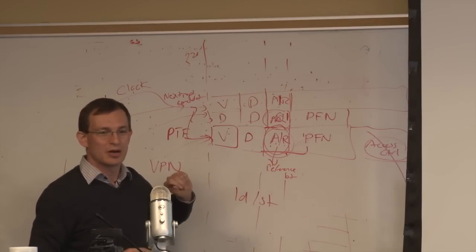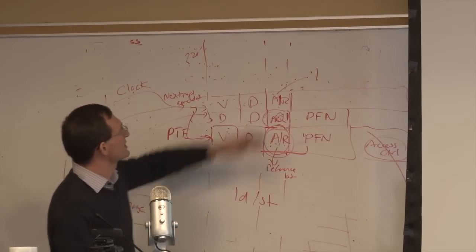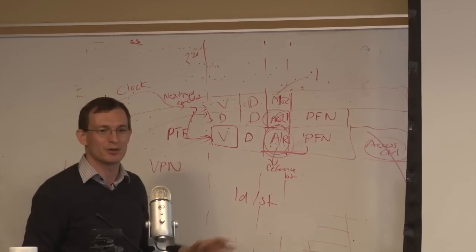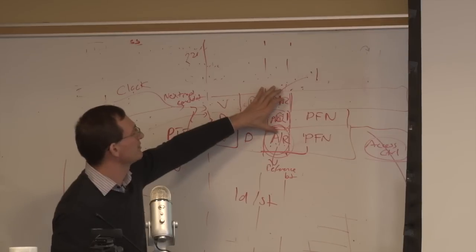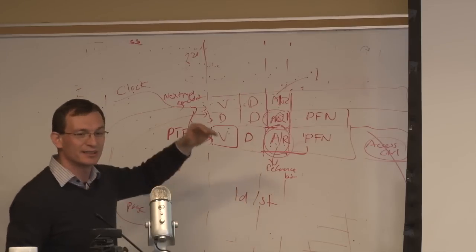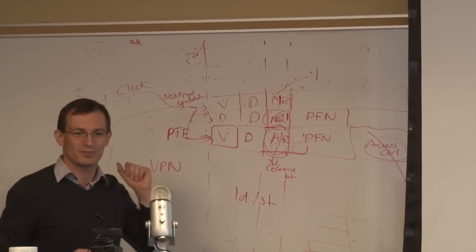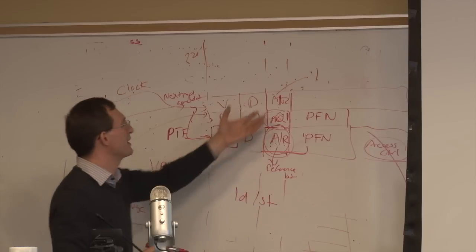Obviously, if you have only one bit over here, and if you keep referencing pages, at some point, all of the reference bits get set. So you won't find a replacement candidate. So the key question is, how do you actually reset these reference bits? So what happens is the operating system has a timer that periodically goes through and resets these bits. Make sense?